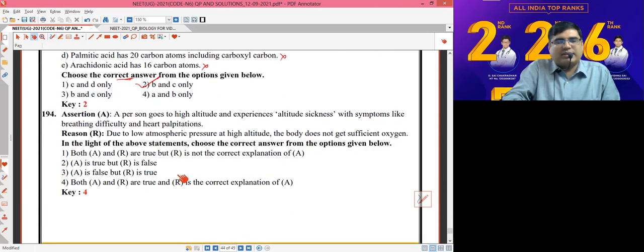Here we go. Next, assertion reason. Earlier it was restricted to the AIIMS examination, but this time it was asked in the NEET examination. A person goes to high altitude and experiences altitude sickness with symptoms like breathing difficulty and heart palpitation. You know, this is covered again in the ecology section. Due to low atmospheric pressure at high altitude, the body does not get sufficient oxygen. Yeah, both are true and it is the correct explanation too. So in that way, option 4 would be correct.